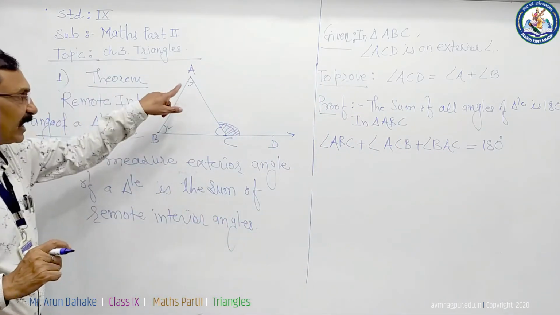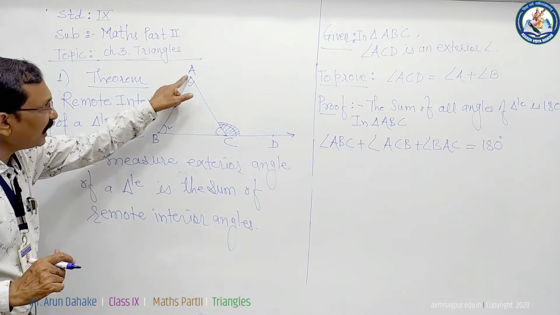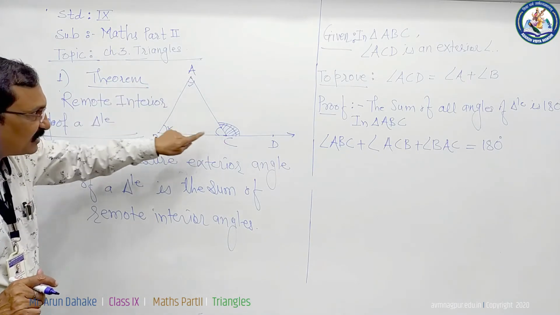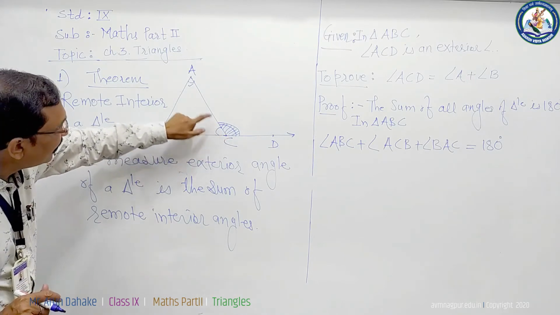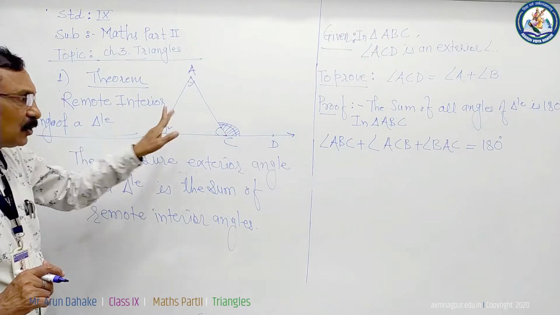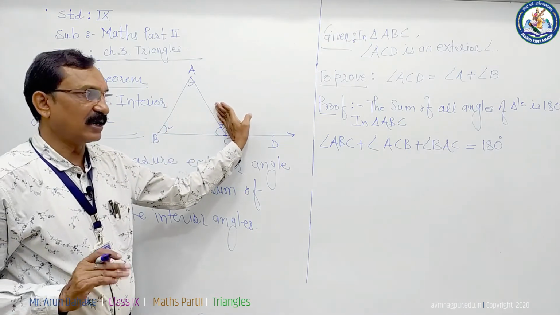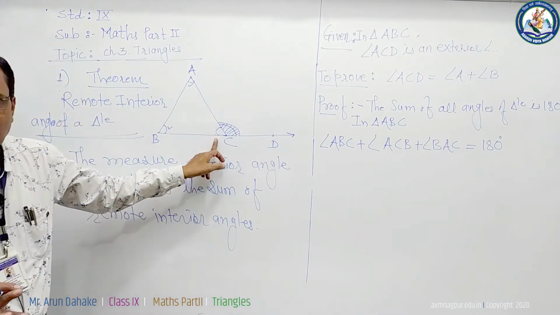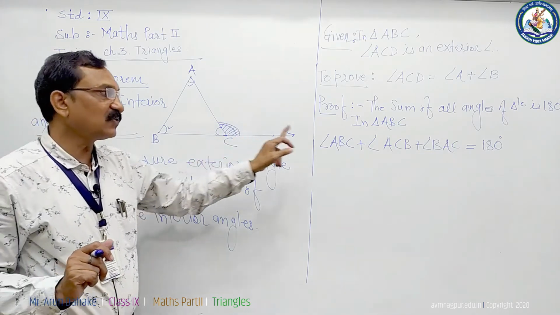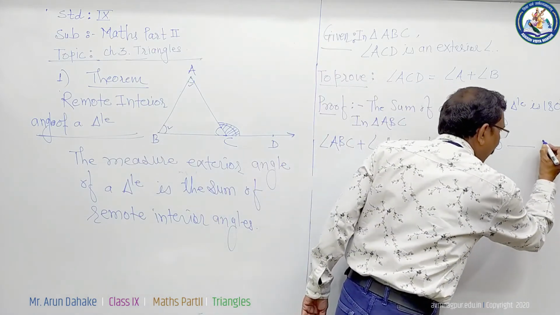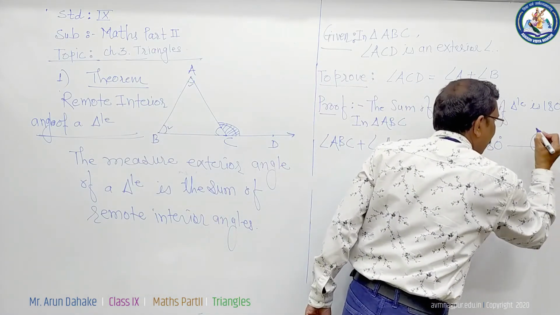This angle A means BAC and B means ABC, and this angle ACB is the third angle. Don't take the exterior angle now. Only the three angles: the sum of all three angles of a triangle is 180 degrees. This is equation number 1, the first equation.